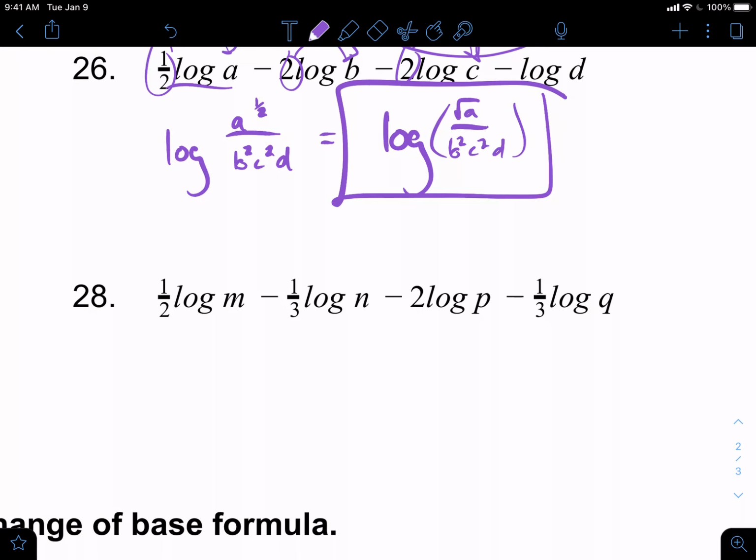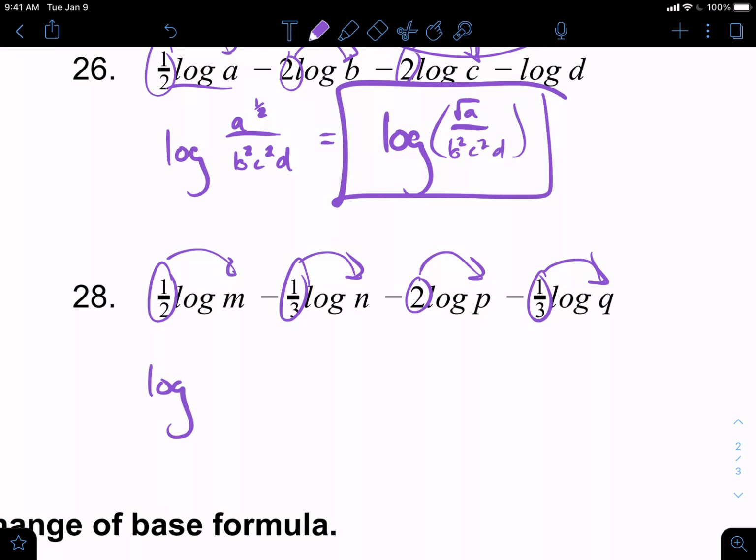Looking quick at number 28, again, we're going to move the 1/2 to the exponent, the 1/3 goes to the exponent, the 2 goes to the exponent, and the 1/3 also goes to the exponent. So coming over here, I will have log of m to the 1/2 over. Now, all the rest of these are minuses, which means they are going to go on the bottom. n to the 1/3, p to the second, and q to the 1/3.